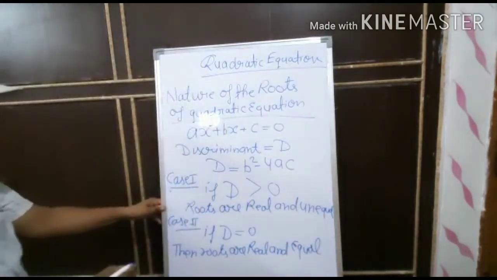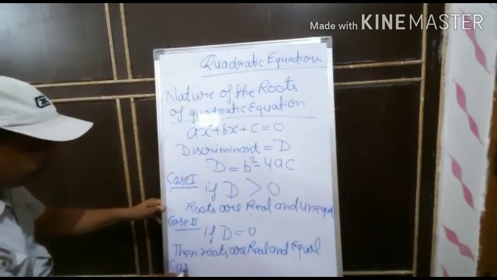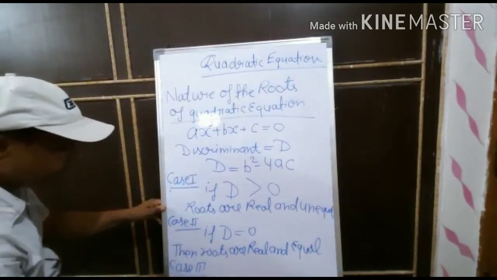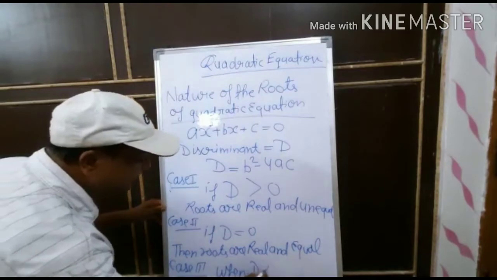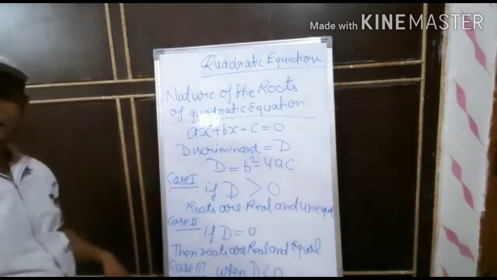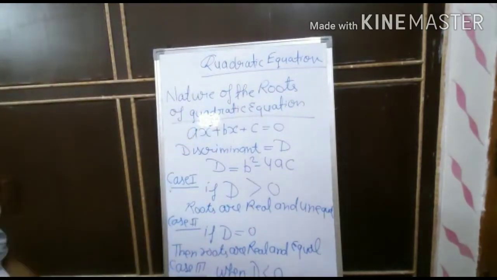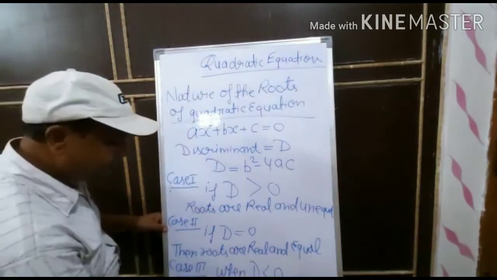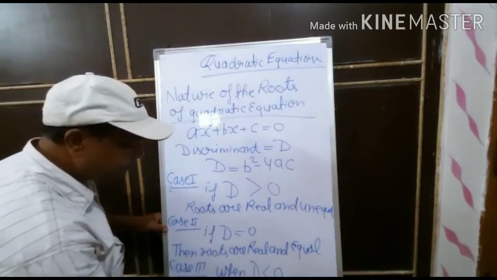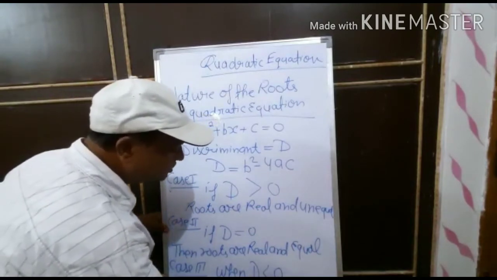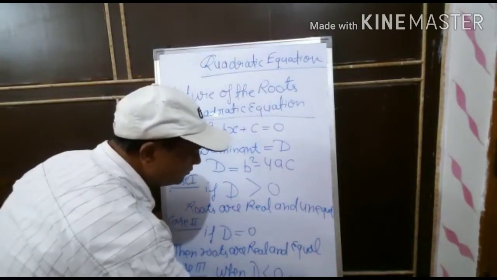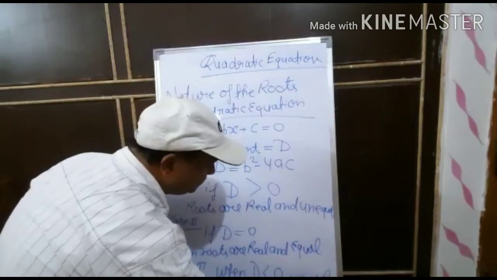Case 3 is when D is less than 0, it means the value of D comes negative, then real roots not possible.